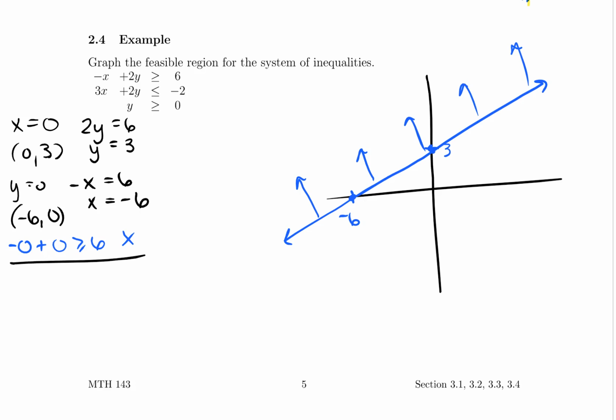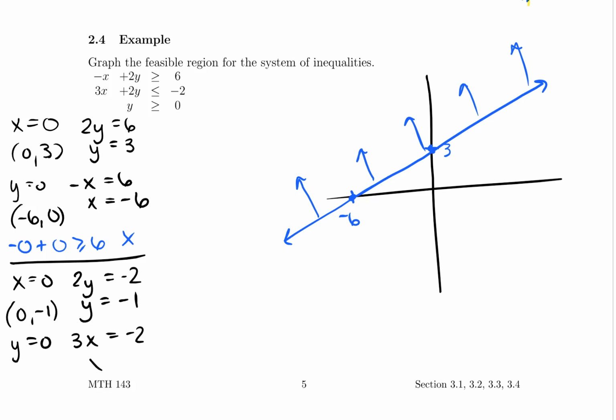So now let's go ahead and do our second inequality: 3x plus 2y less than or equal to negative 2. So now I'm going to test x equals 0, and so we'll get 2y equals negative 2, so y would equal negative 1. So we have a point at (0, -1). And if y is equal to 0, then we get 3x equals negative 2, and so x would equal negative 2/3. Negative 2/3 is going to be just a little bit shy of negative 1.